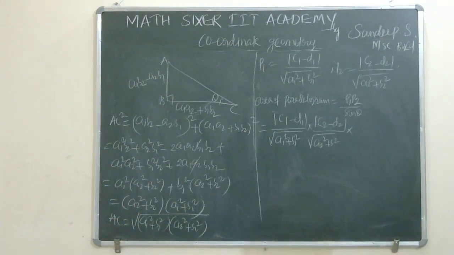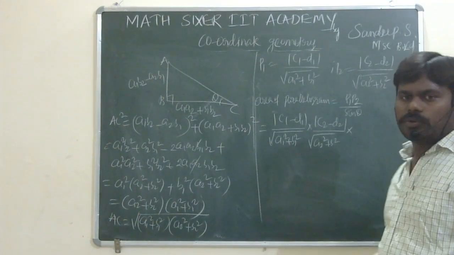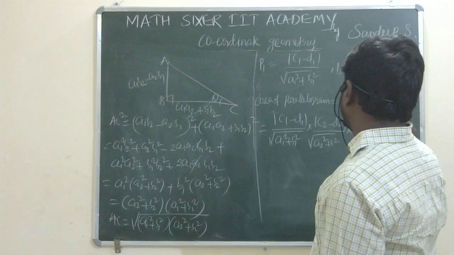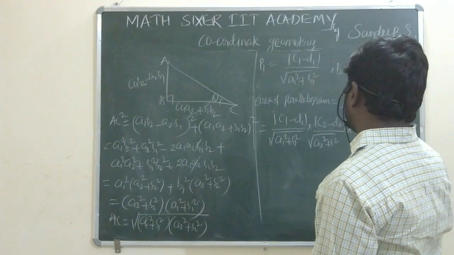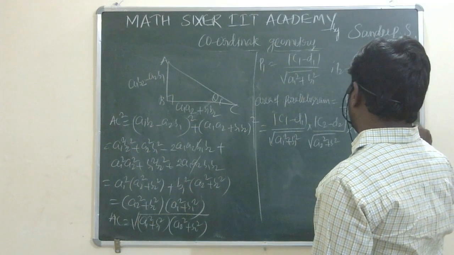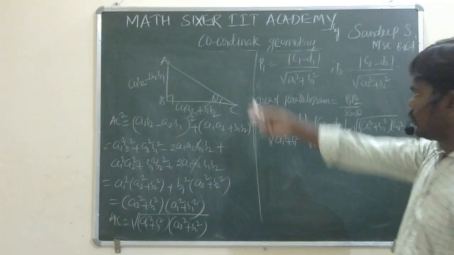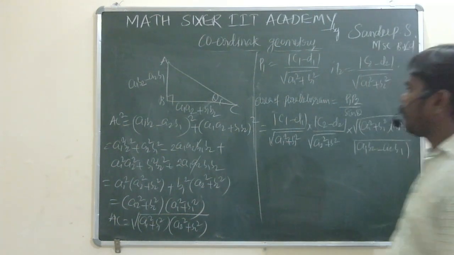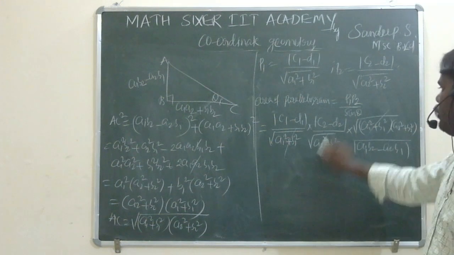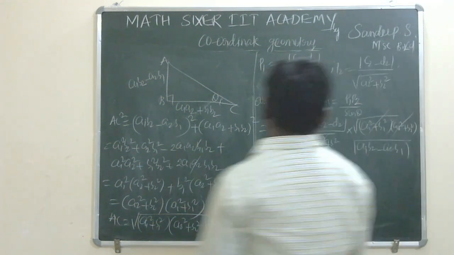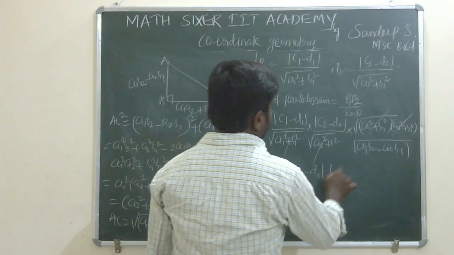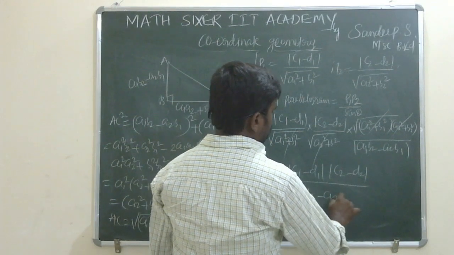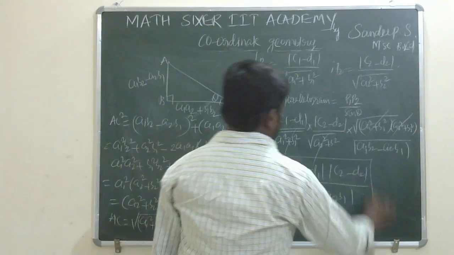1 by sin theta means what will happen here? Cosecant theta. Cosecant theta means hypotenuse, and hypotenuse is the square root of A1 square plus B1 square into A2 square plus B2 square, divided by opposite. Opposite is the modulus of A1 B2 minus A2 B1. So these terms will get cancelled. Hence you will get mod C1 minus D1 into C2 minus D2 divided by modulus of A1 B2 minus A2 B1. Okay, so this is the final formula.